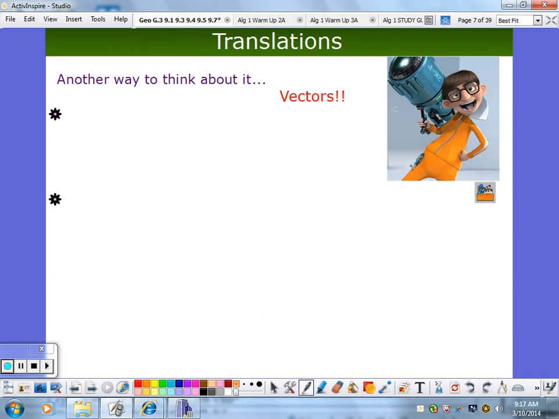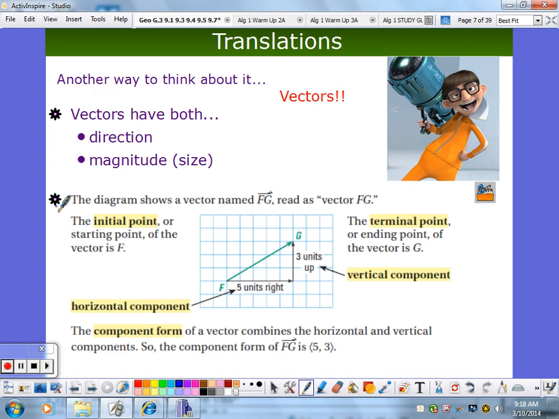Direction and magnitude. What does magnitude mean? It's not magnets. What's magnitude? Size. Right. Did you guys talk about vectors in physics? Yeah, we use it there a lot. So a direction and a size. Vectors have direction and magnitude. So here's sort of how they work.